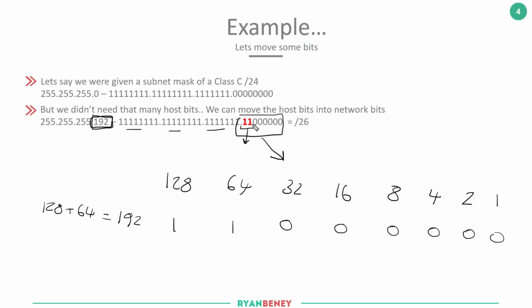However, because now we've given them 2 network bits, we leave the rest of the bits turned off, and these are now our new host bits. So we've got less hosts, but we've got more networks. Now also keep in mind that before we had 24 bits turned on, now we have 26 bits turned on. So this is why the CIDR notation or slash notation or network prefix was a /24 and now it's a /26.